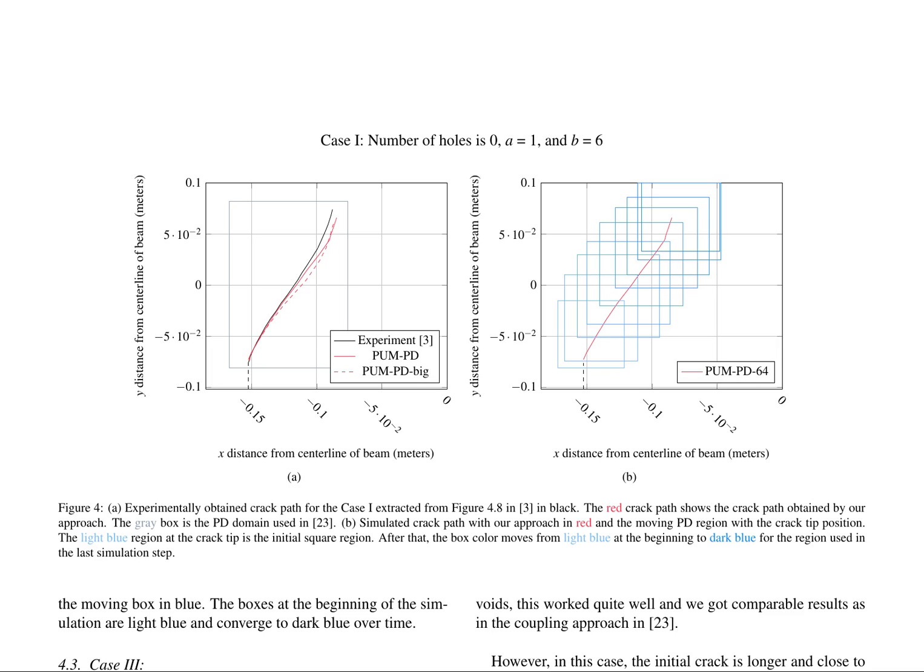Figure 4b illustrates the simulated crack path with the moving PD region, where the light blue region at the crack tip converges to dark blue over time.